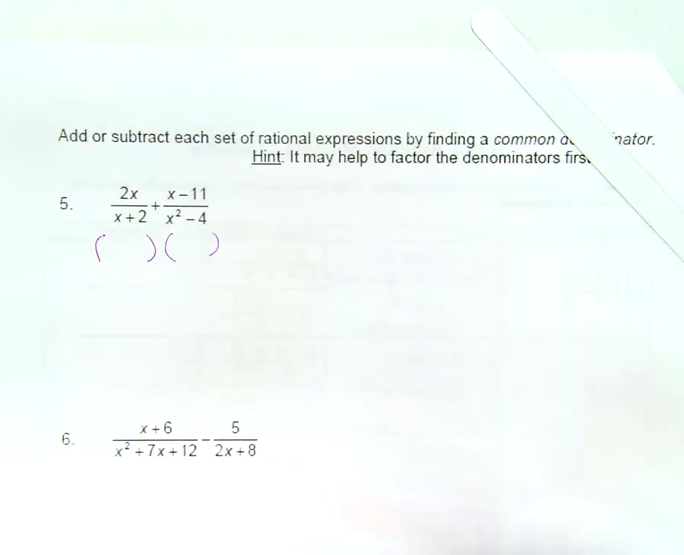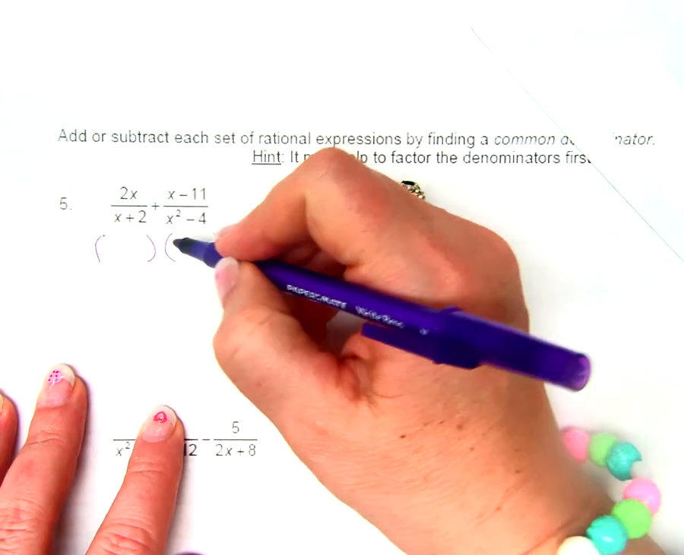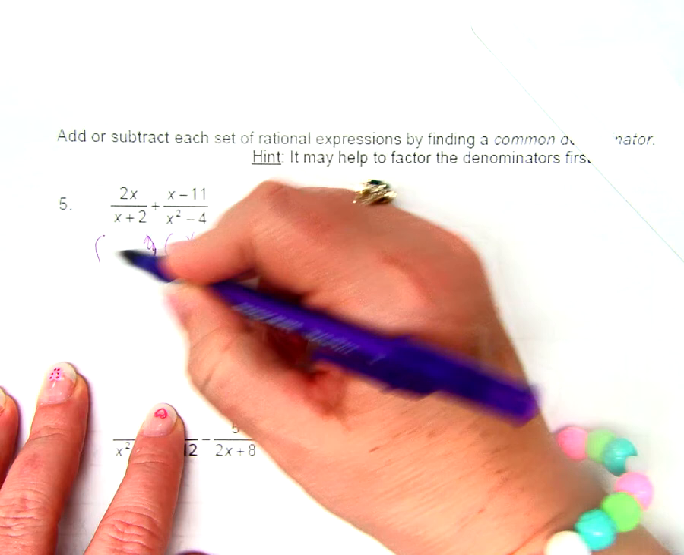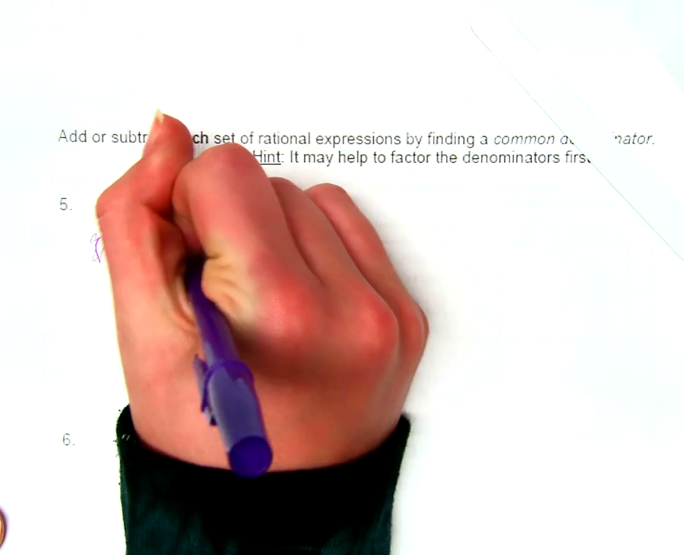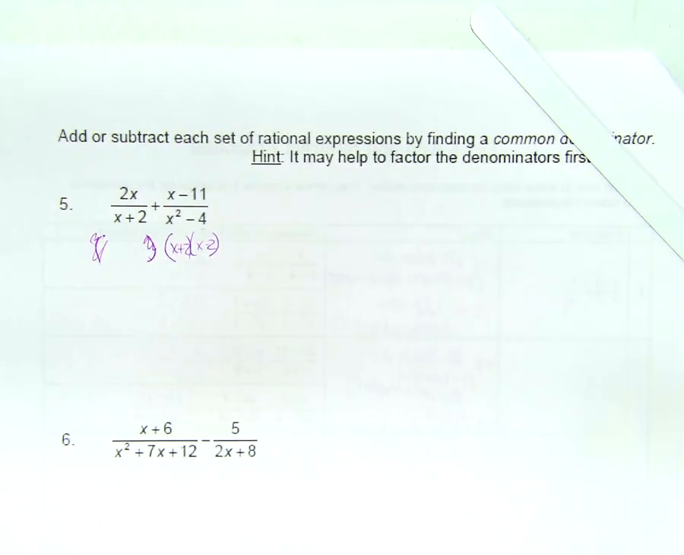Whoa, whoa. Like that. Not over there. Just under that one. Okay? You just have to write a little small right here. It's okay. So, when we factor the difference of squares, we get x plus 2 and x minus 2. Okay? Perfect.